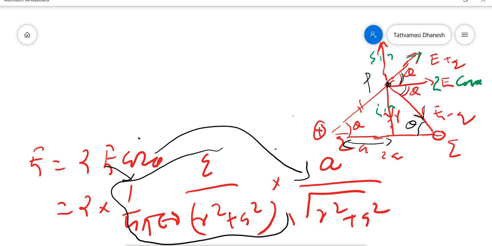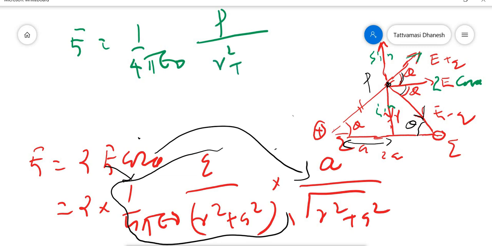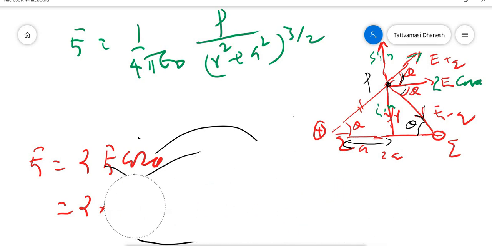So I can write it as E is equal to 1 by 4 pi epsilon 0 into the dipole moment P, divided by R square plus A square, the whole raised to 1, times R square plus A square the whole raised to half. Root means half by the law of exponents. 1 plus half is 3 by 2. So I can write it as R square plus A square the whole raised to 3 by 2.